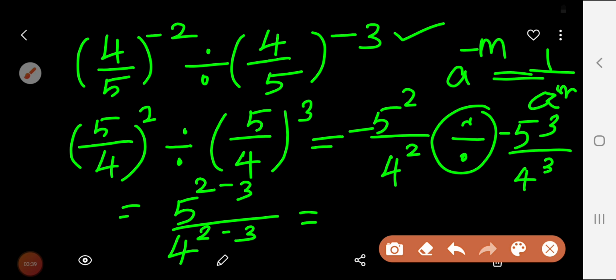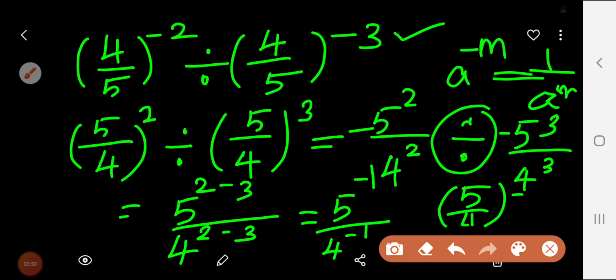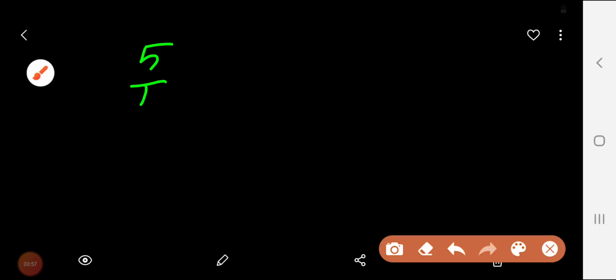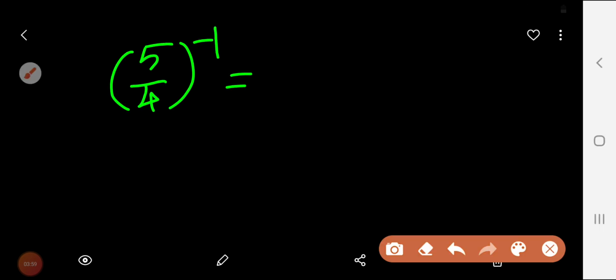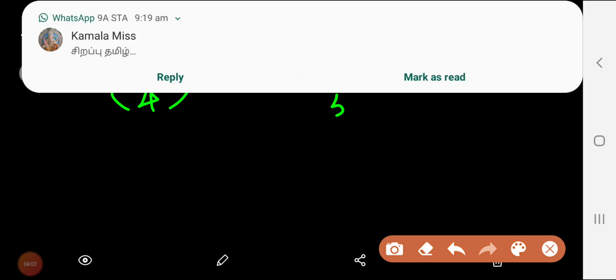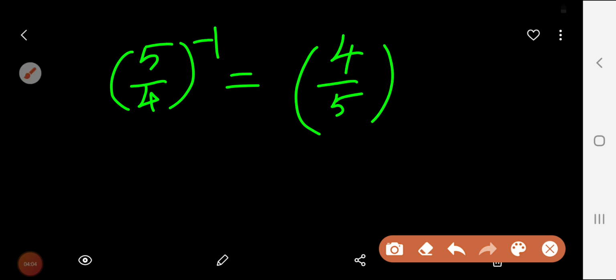Now 5 power 2 minus 3 is 5 power minus 1. Same thing, 4 power 2 minus 3 is 4 power minus 1. Now we can write this as (5/4)^-1. Same formula we can use to change the power into the positive. So (5/4)^-1 will be changed as (4/5) whole power plus 1. For that we can write simply 4 by 5. If the power is 1, we can simply write it as 4 by 5.